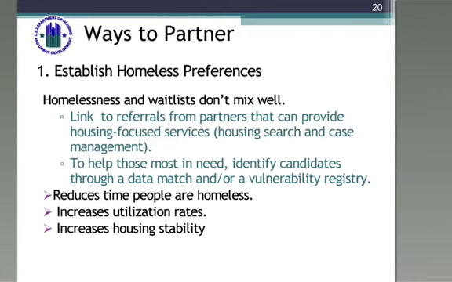Homeless preferences are an effective tool that PHAs can use to reduce the time people are homeless, increase utilization rates, and increase housing stability. CoCs can help PHAs by linking them to partners who provide housing-focused services such as housing searches and case management. PIH Notice 2013-15 provides additional information about how to establish a homeless preference.